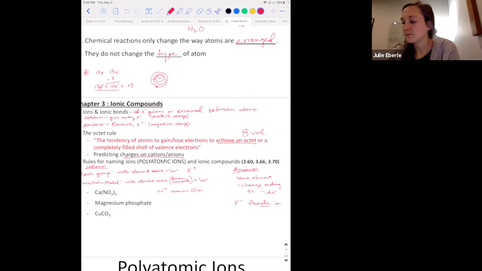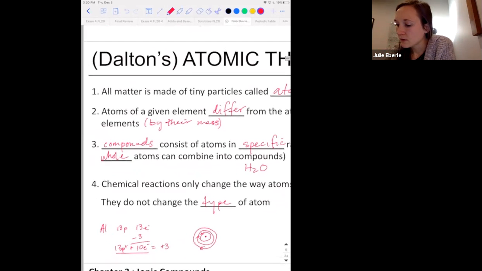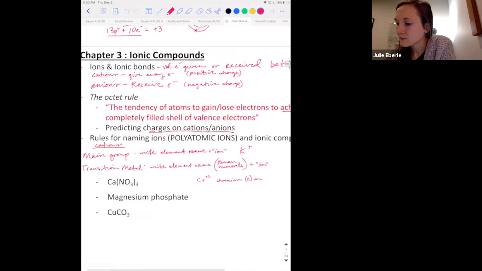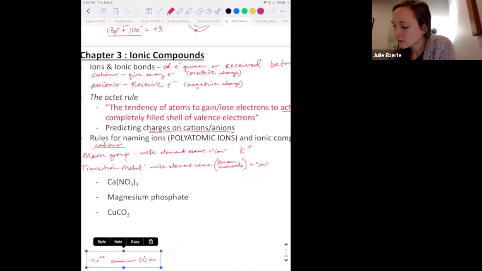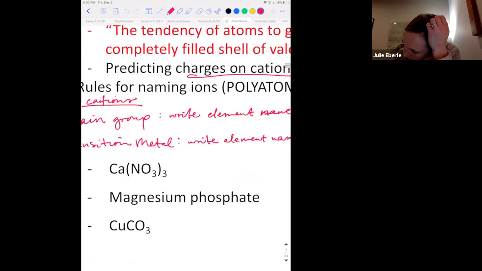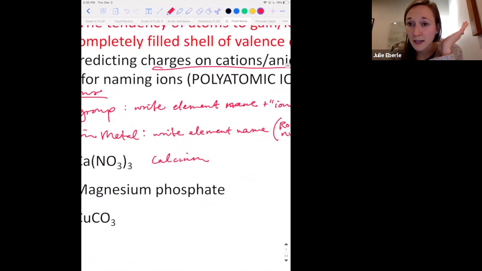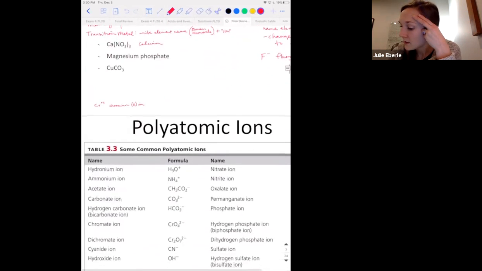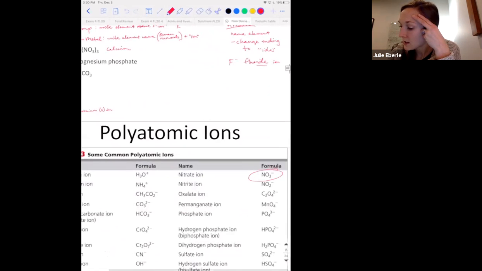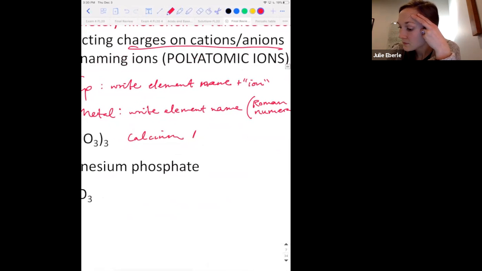All right, let's look at the first one. Calcium nitrate. So we'll just write, well, I just said it. Calcium. And we don't have to put 2+, right? Because calcium is a main group. So it should be calcium. And then NO3, I put your polyatomics down here, by the way. NO3 is nitrate. You don't write calcium ion, nitrate ion, just calcium nitrate.